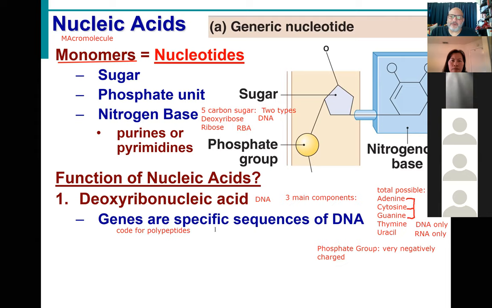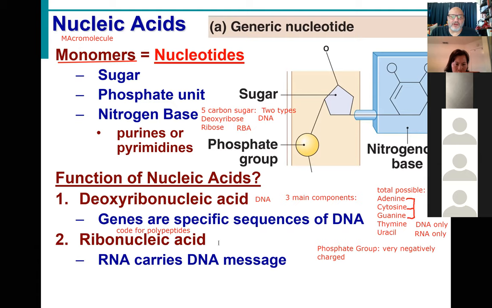But if we need to use the information to make proteins, then what needs to happen is we need a temporary and mobile copy of this, and that temporary and mobile copy of the information is our ribonucleic acid, our RNA. And it carries the message of the DNA to the cell so that we can make it. This is the beginning of the process of protein synthesis.